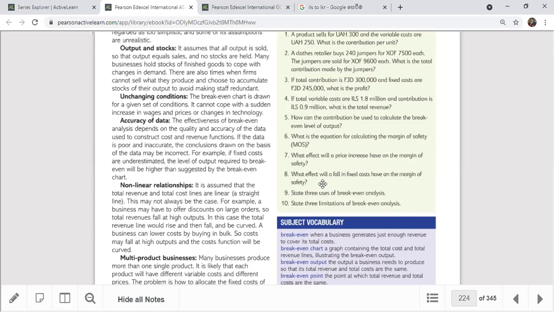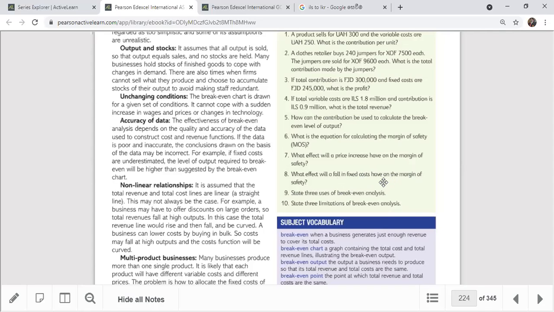8th question: what effect will a fall in fixed cost have? Cost going down also positively affects the margin of safety because total cost goes down. When total cost goes down, the break-even point decreases. Then if the break-even point decreases, we can increase the margin of safety. So with total cost and the margin of safety, there's a negative relationship. If you increase the fixed cost, margin of safety will decrease. If you decrease the fixed cost, margin of safety will increase, because decreasing fixed cost means decreasing total cost, which means decreasing the break-even point, which means increasing the margin of safety.